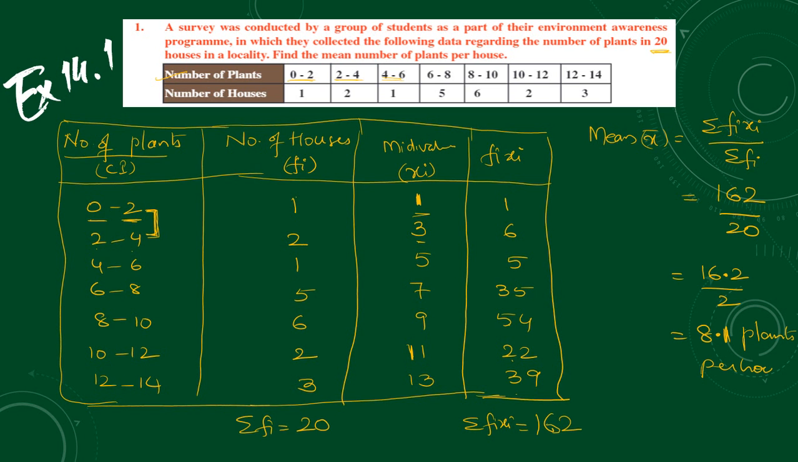So this is nothing but my answer. There are 8.1 plants per house. Likewise, we can simply find the mean of the grouped data. Here the values are smaller, so that's why we got the answer in a simple way, right? When values get bigger, then we need to go for the remaining two methods. We'll be discussing one method after the other for each and every question, so you can have a clear idea of this, right?